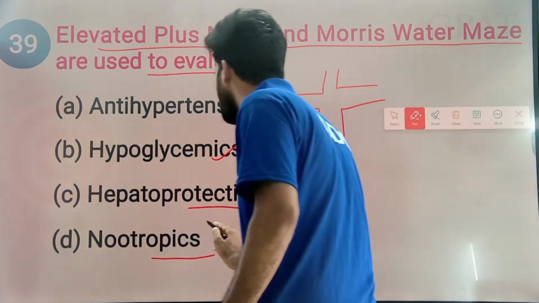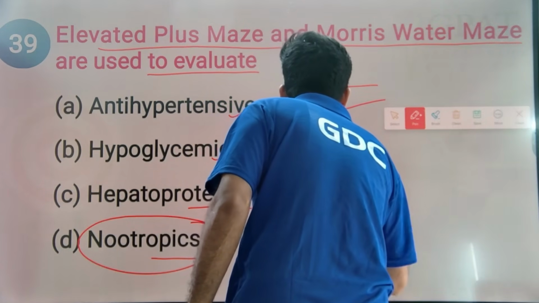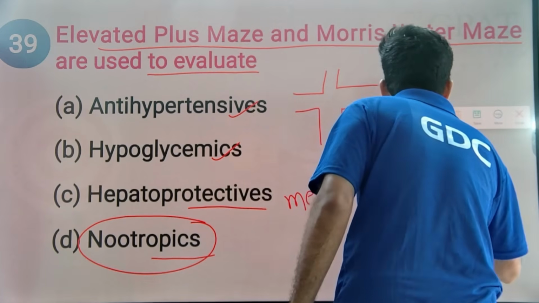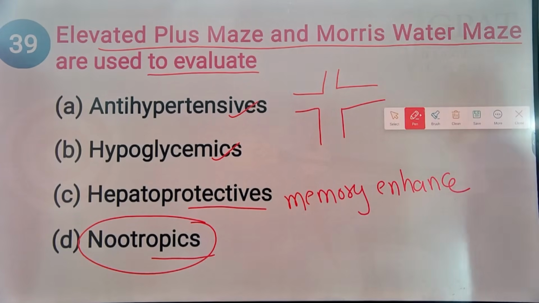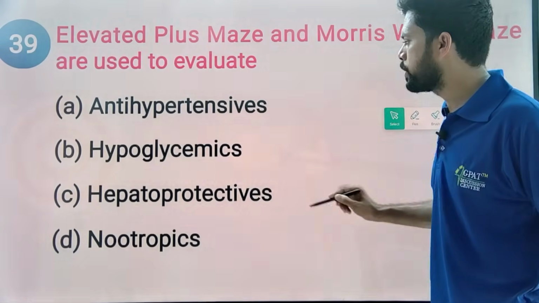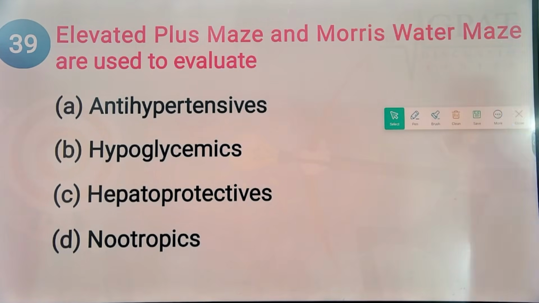Nootropics are nothing but memory enhancers. They are used to enhance memory in conditions like Alzheimer's disease. Alzheimer's disease is characterized by dementia, loss of memory. So the answer is option D. Nootropic drugs help in the treatment of Alzheimer's disease. They are known as nootropics because they enhance memory.